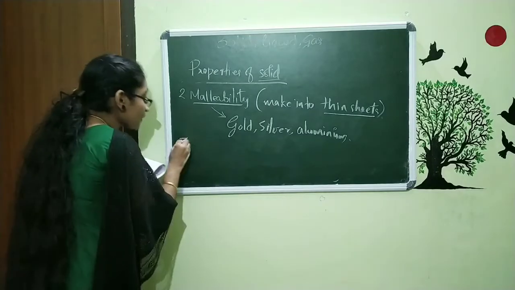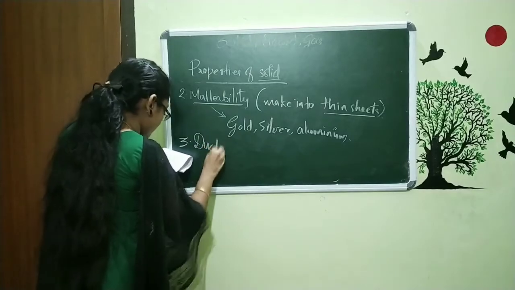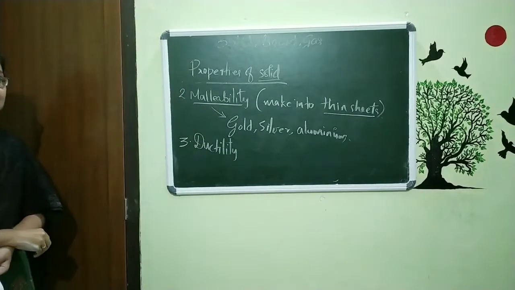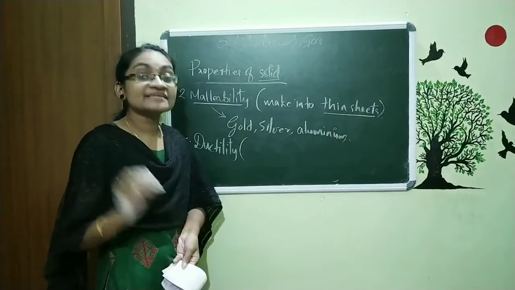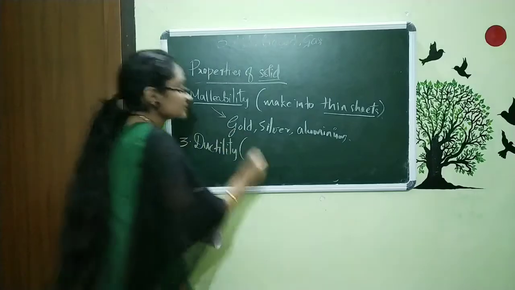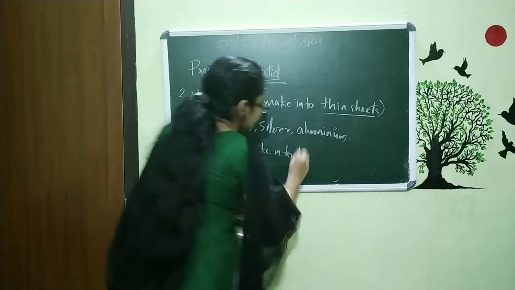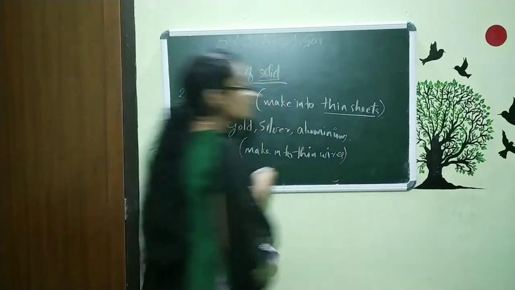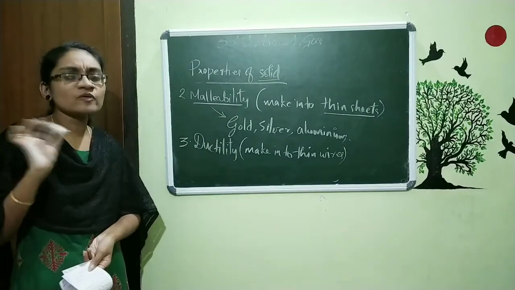And the third property is ductility. What is this ductility? Ductility means we can make this into thin wires. When we are observing the wires in our electricity and all, how are these wires?